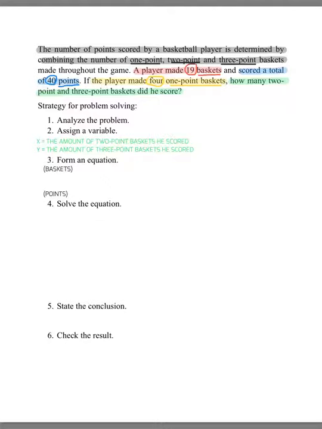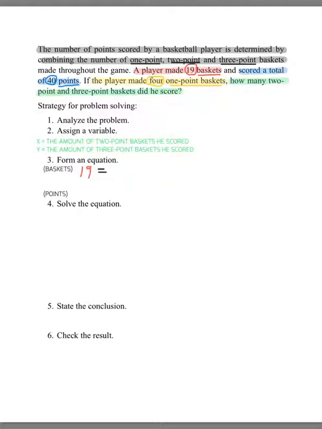So we're going to be using the red, which says a player made 19 baskets, and we're also going to be using the yellow, which says that 4 1-point baskets were made. So let's start off with the 19. So we know that there was a total of 19 baskets made.